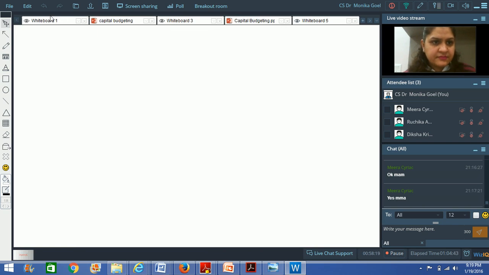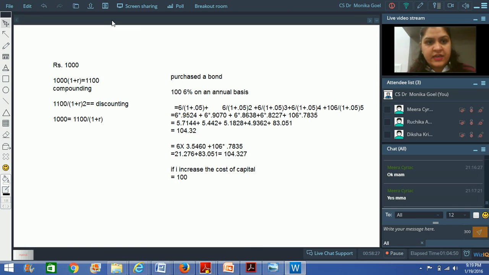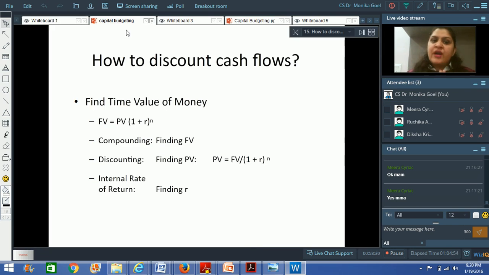I'll just give you a snapshot from when we discussed the bond case, right? Where was it? Just a second. The 106 example that I did. Yeah, this is the example that I had done, where I had used the discounting and the compounding technique with you. So it says that you have to discount the cash flows when you want to use this method of net present value.